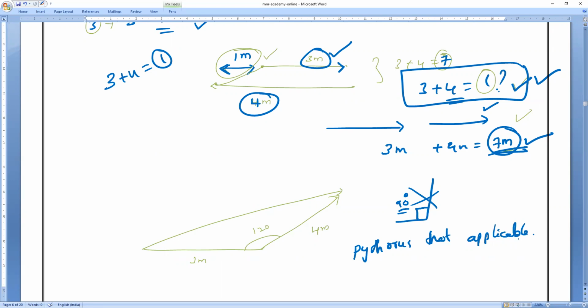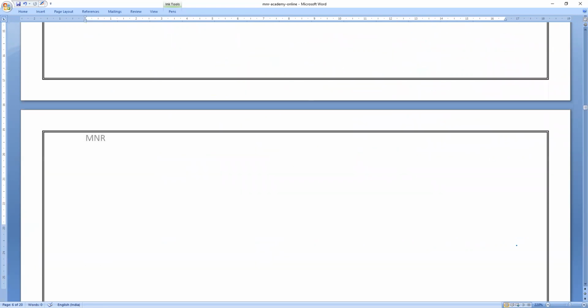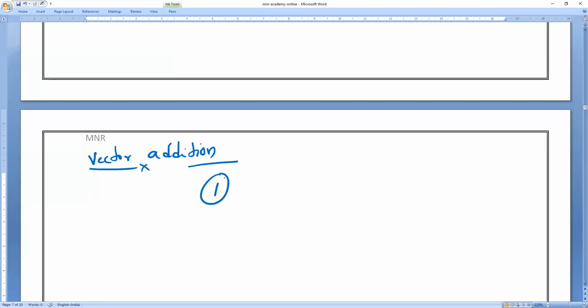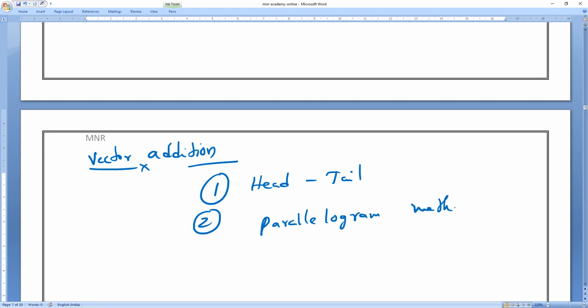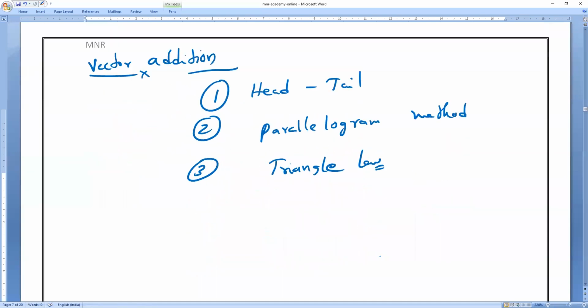For vector addition, we have so many methods. Whatever is convenient in the exam, whatever they ask, you have to make it. Just now we have done one method, the first method, called the head and tail method. The second method is called the parallelogram method, and the third method is called the triangle law. We will discuss each and every one and how to make it.